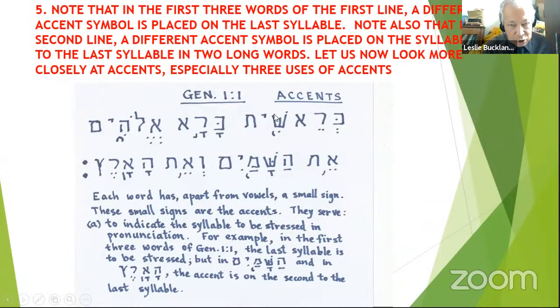Here is the syllable to be stressed. The accent is there to tell you that. The last syllable. Again, the last syllable is to be stressed. Here is the accent mark. Again, the last syllable is to be stressed. Here is the accent mark. The second to the last syllable is to be stressed. Here is the accent mark. The second to the last syllable is to be stressed. Here is the accent mark. The only syllable that is in this word is to be stressed. So it indicates the syllable to be stressed in pronunciation. So that's the first use of the accent.